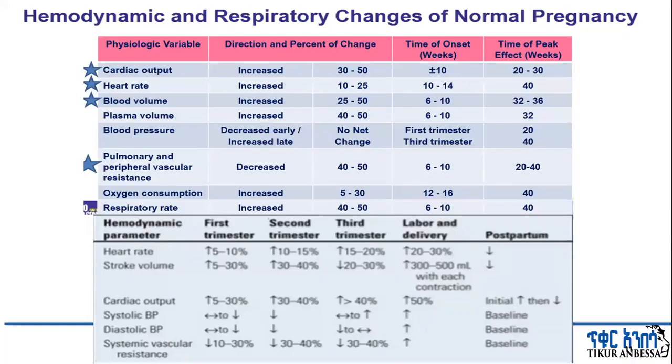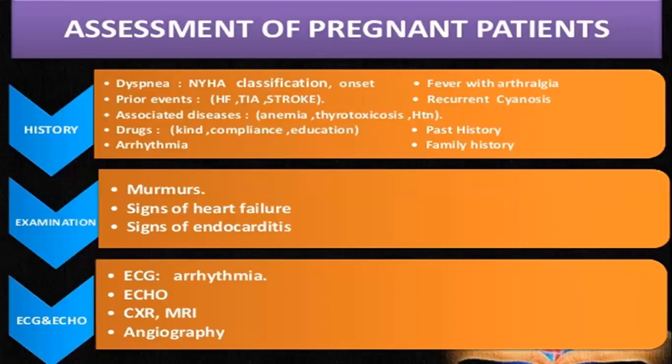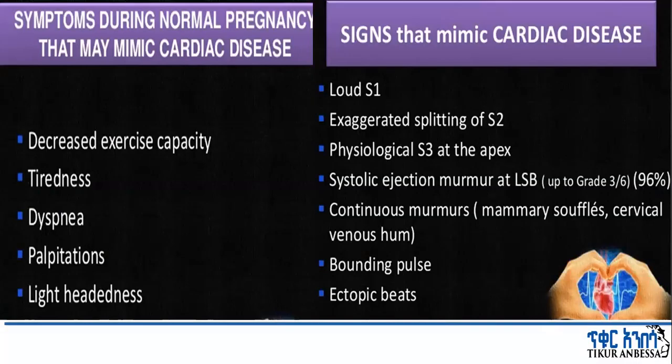Having said that, let's see some of the basic management of pregnant patients with cardiac disease. It begins with assessment of the pregnant patient and assessment of the fetus. Maternal assessment begins with history. Basically, we need to focus on symptoms and prior cardiac interventions. Physical examination, ECG and echo are important investigations. Of course, MRI may be needed in those valve diseases which have associated aortopathies like coarctation and bicuspid aortic valve malformation, and so on. Otherwise, ECG and echo can suffice.